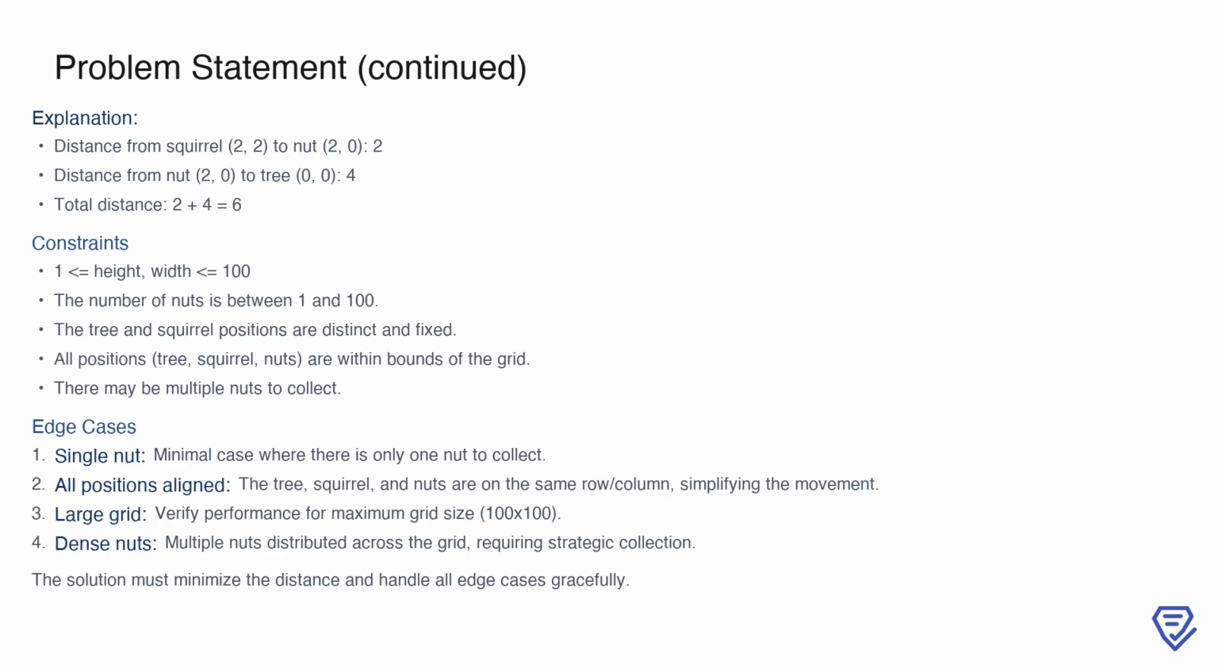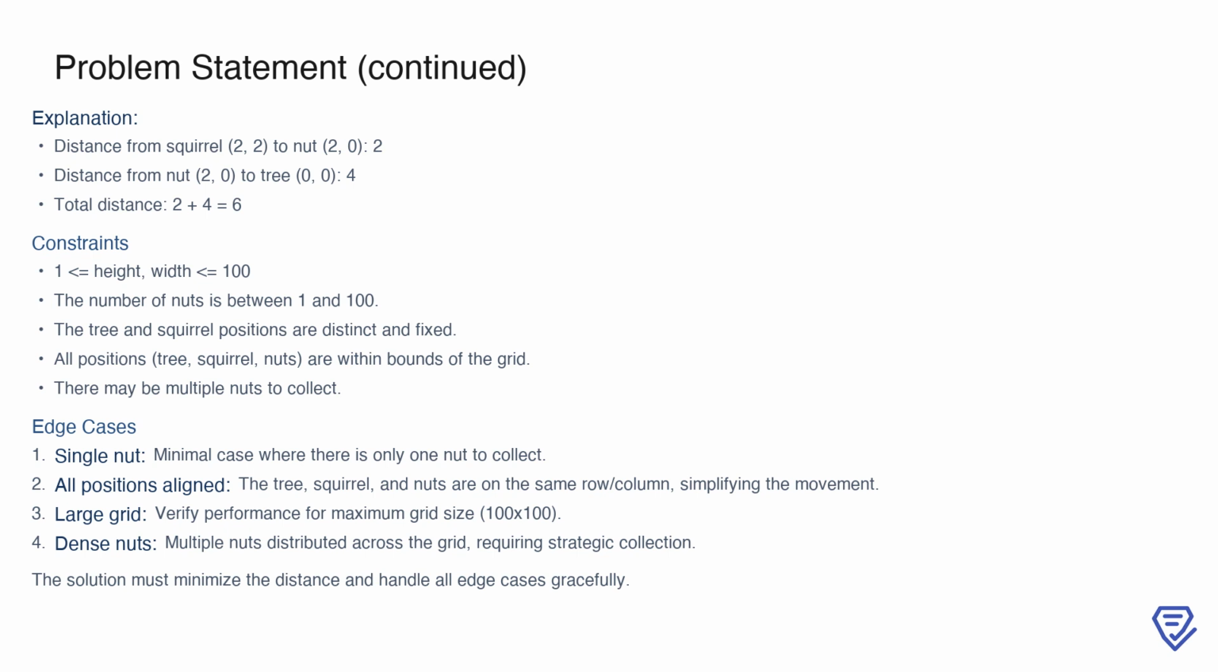To further clarify, the second example shows that the squirrel travels 2 units from 2, 2 to the nut at 2, 0, and then 4 units from 2, 0 to the tree at 0, 0, giving a total of 6 units. When solving this problem, we must also consider the constraints. The grid's height and width range from 1 to 100, and the number of nuts can vary between 1 and 100. Additionally, the positions of the tree, the squirrel, and the nuts are all distinct and remain fixed throughout the process. All positions are guaranteed to be within the grid's bounds.